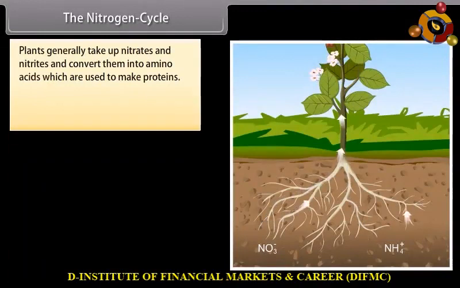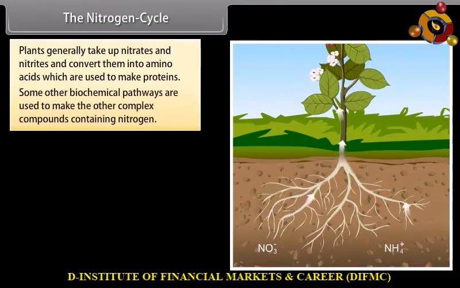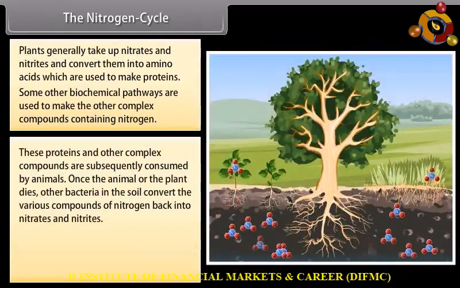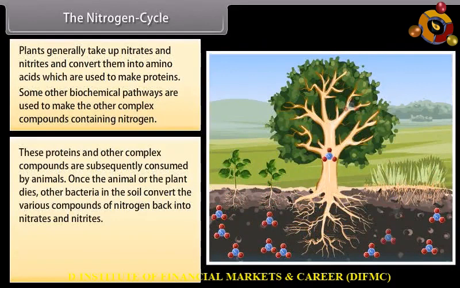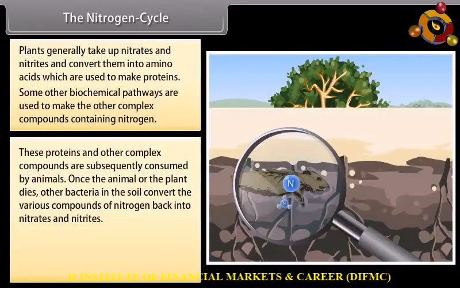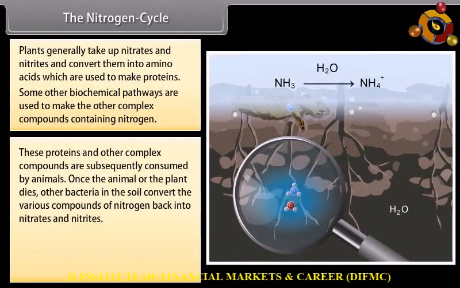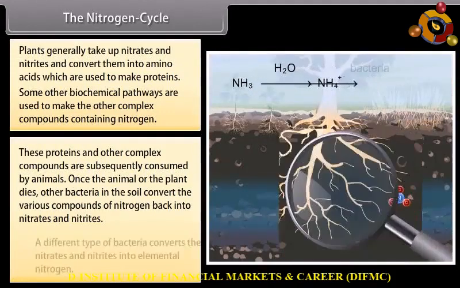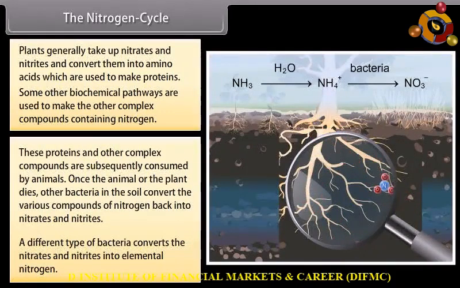Plants generally take up nitrates and nitrites and convert them into amino acids, which are used to make proteins. Some other biochemical pathways are used to make the other complex compounds containing nitrogen. These proteins and other complex compounds are subsequently consumed by animals. Once the animal or the plant dies, other bacteria in the soil convert the various compounds of nitrogen back into nitrates and nitrites. A different type of bacteria converts the nitrates and nitrites into elemental nitrogen.